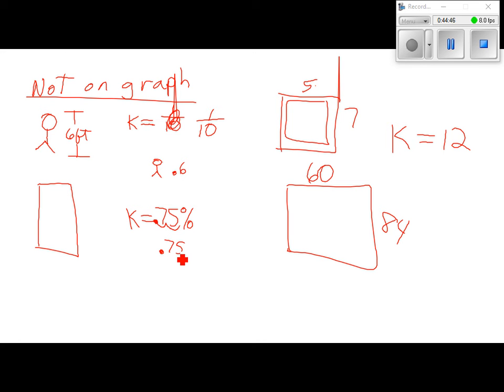0.75. So it's a reduction. You've got to remember that. Change it to a decimal first. Now, if it was over 100, that's when... So that's my next thing I'm getting ready to say.